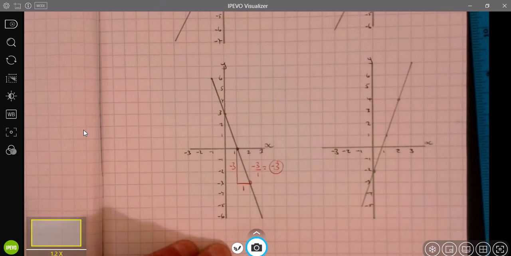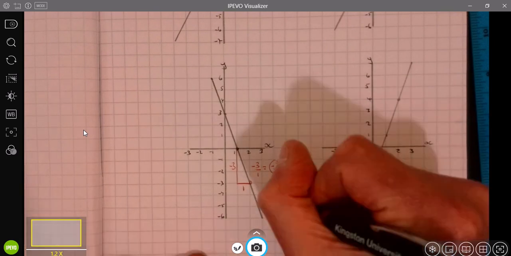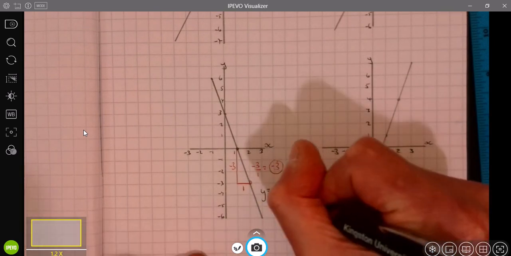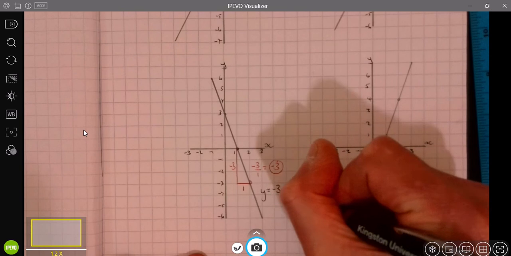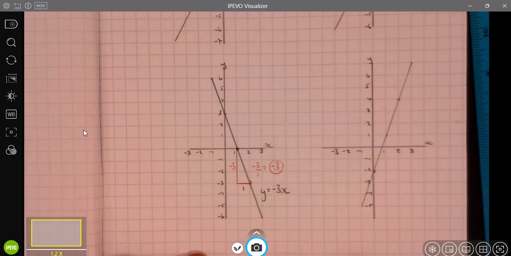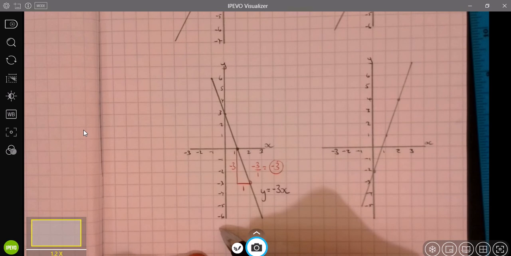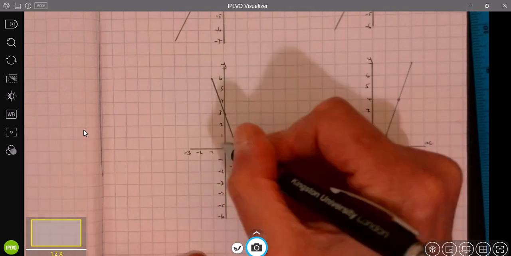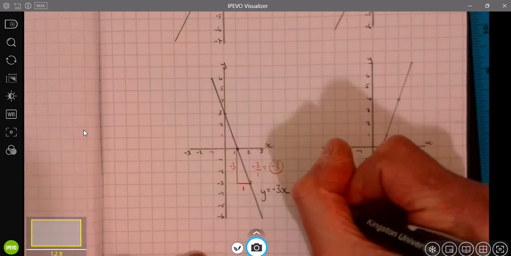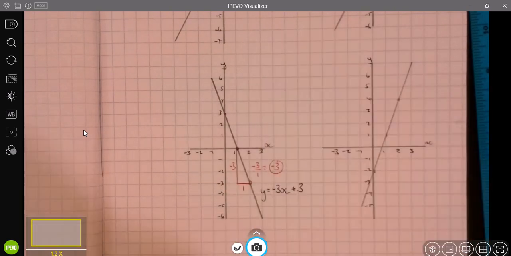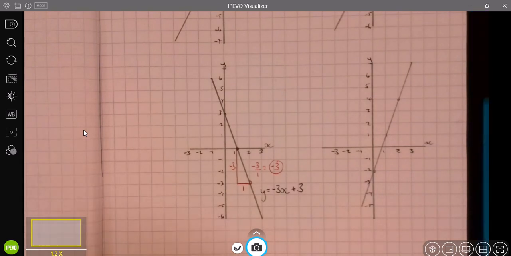So the equation of the line for this one will be y equals minus 3x. Where does it cross the y-axis? Remember that's the other feature. Plus 3. There we go. Here's a little thought for a second. Where do you think the line y equals minus 3x plus 4 would go? Alright, so I'm just going to let you think for a few seconds. What can you tell me?